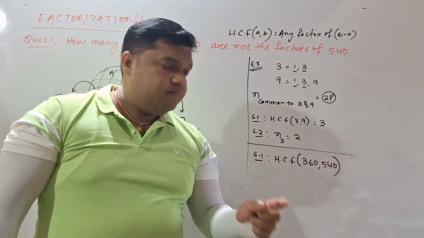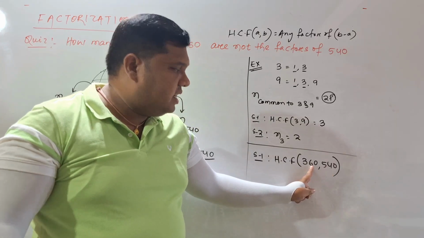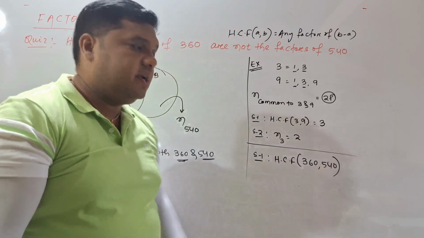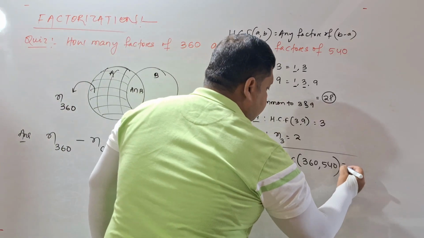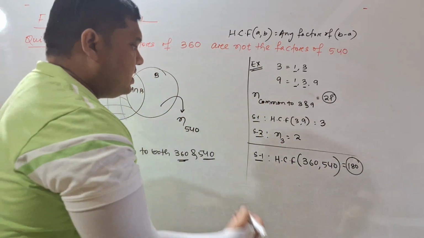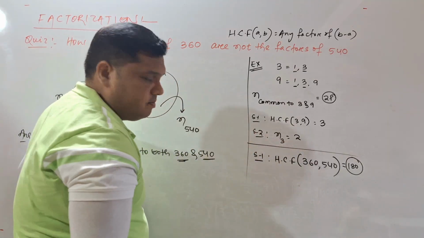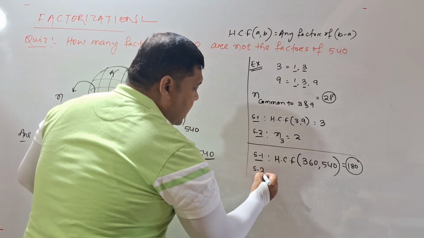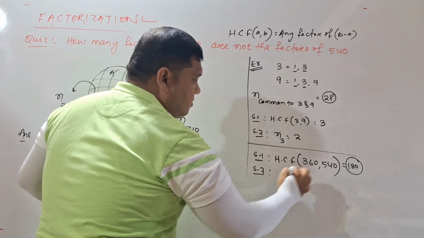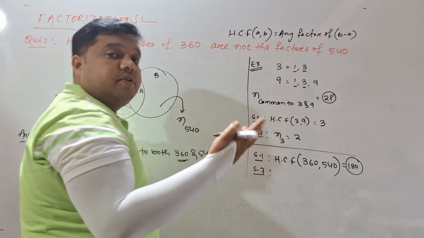Can 180 divide these two numbers? Yes. 360 is divisible by 180, and 540 is also divisible by 180. So my answer is 180, and the HCF is 180. No need to solve, you can answer verbally. And step number 2: how many factors are common to these two numbers? Find the HCF first, then for 180, how many factors are there?